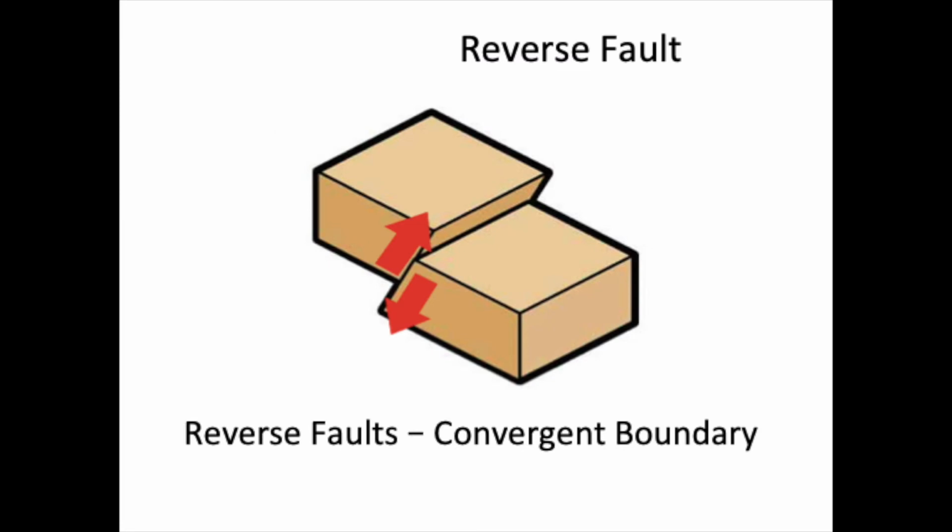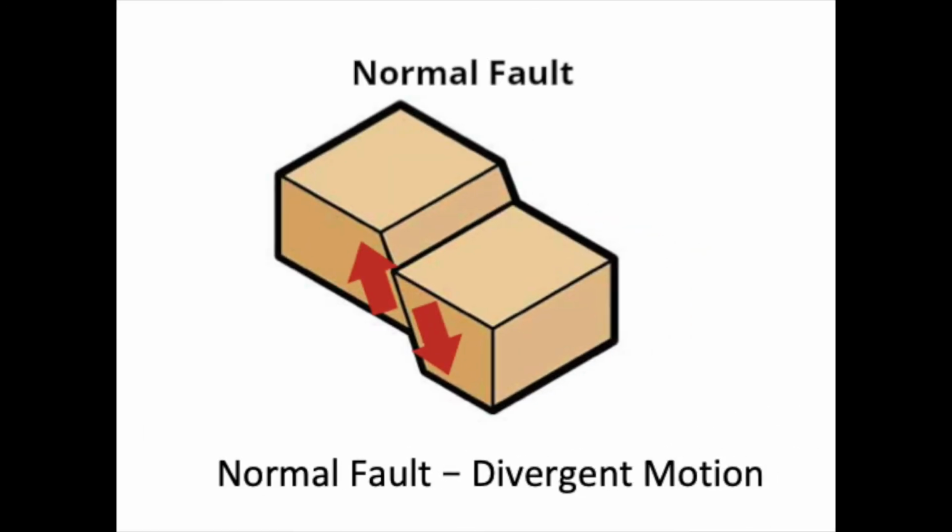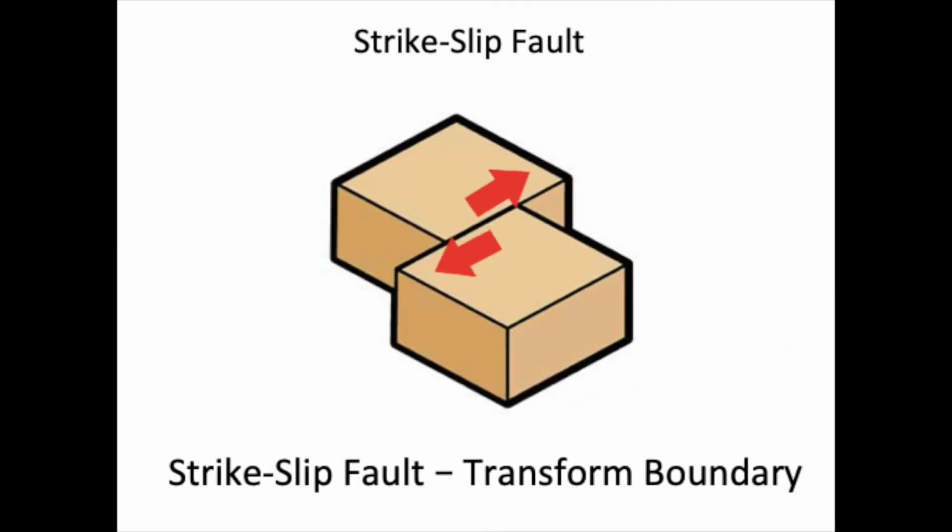Sometimes it's better just to take a look at a picture. Here's a reverse fault. It's a convergent boundary. This is when the plates are actually coming together. That's known as a reverse fault. And then if we take a look at a normal fault, it's a divergent motion, which means that they're moving away from one another. So they're moving away from one another, that's a normal fault. And then of course we also have a strike-slip fault, which is a transform boundary. This is where the plates are rubbing past one another.